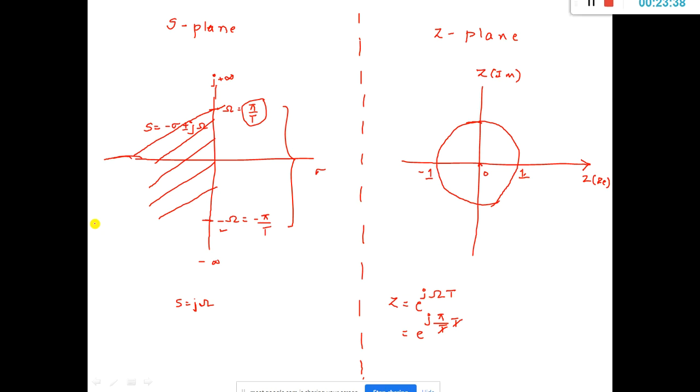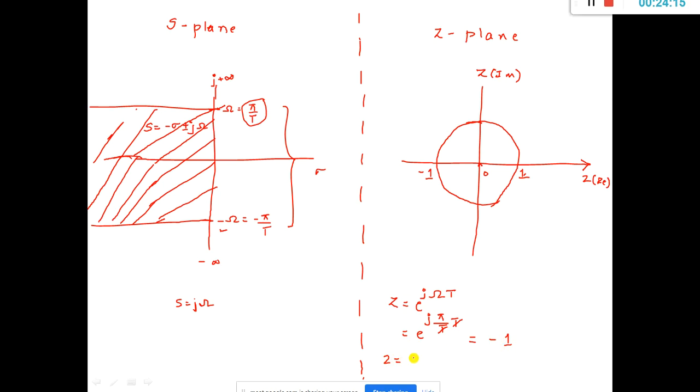Once I say that, this is my end point. Whatever signal appears, that signal will be present here. Whatever frequencies are present will be present within this range. So I take the maximum value and I see that this is e to the power of j pi. What is the value of e to the power of j pi? It is nothing but minus 1, right?